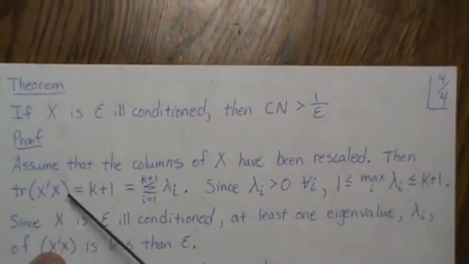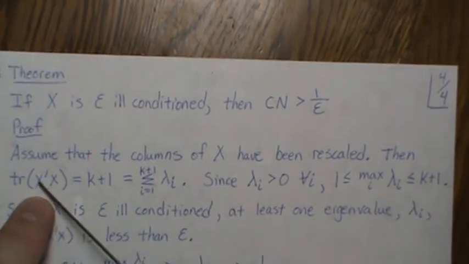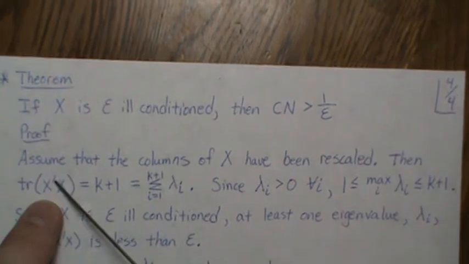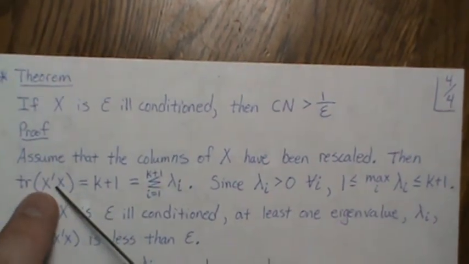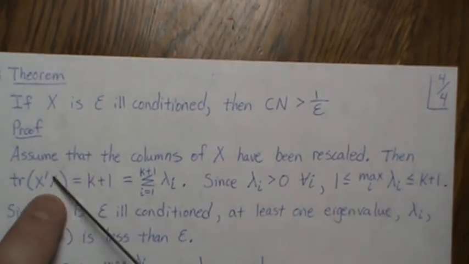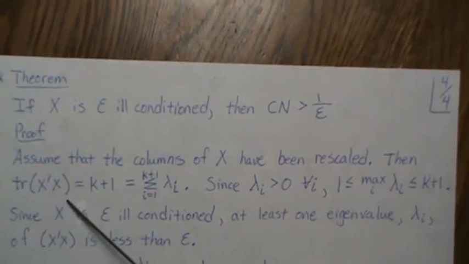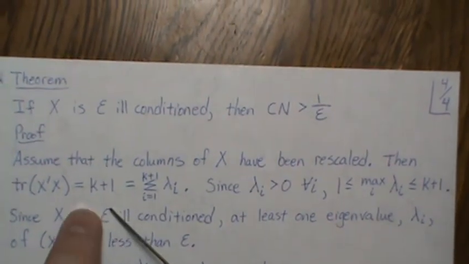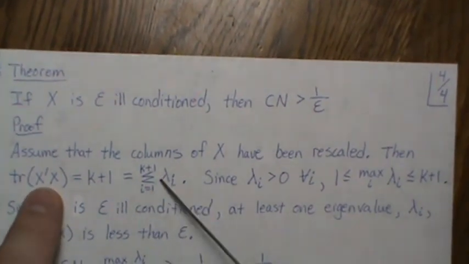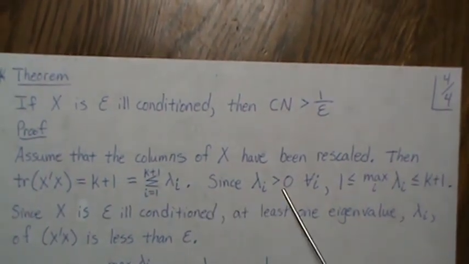Then we know that the trace of X transpose X is K plus 1, right? So the first row, but since it's transposed, the first column times the first column is 1. Then the second diagonal is the second column times the second column, which is 1. So actually the diagonal elements of this are all 1. So the trace is K plus 1. But based on page 1, we know that the trace of a matrix is the sum of the eigenvalues associated with it.